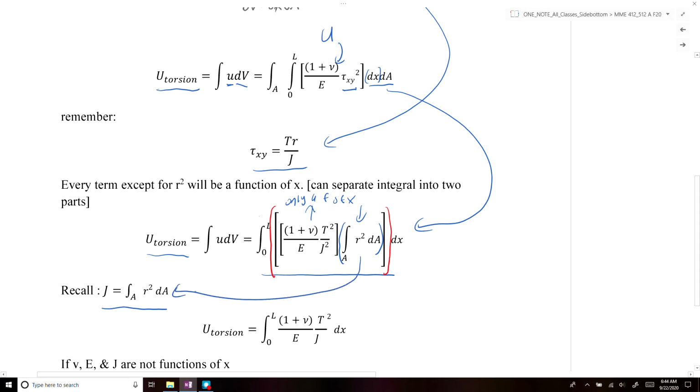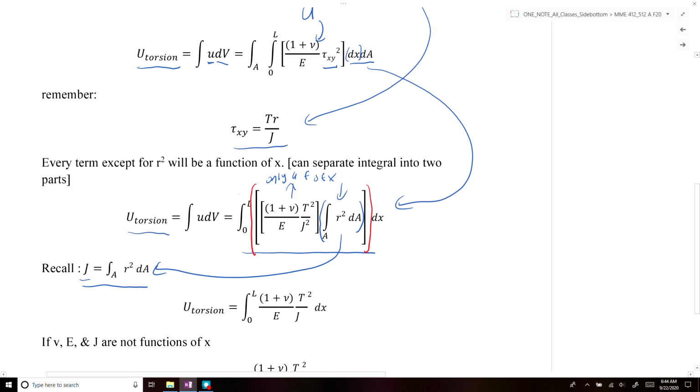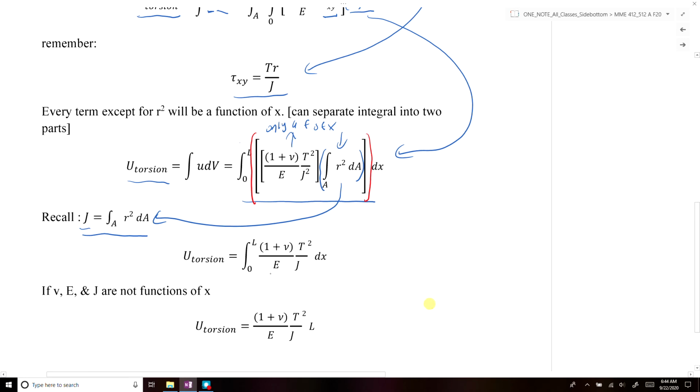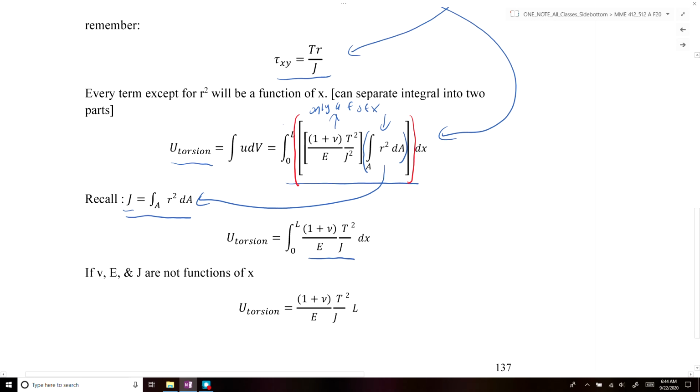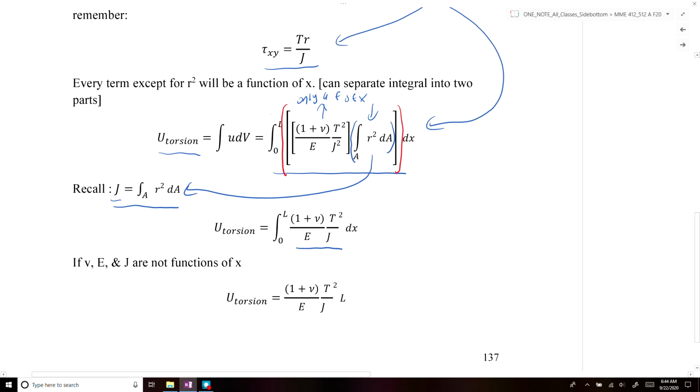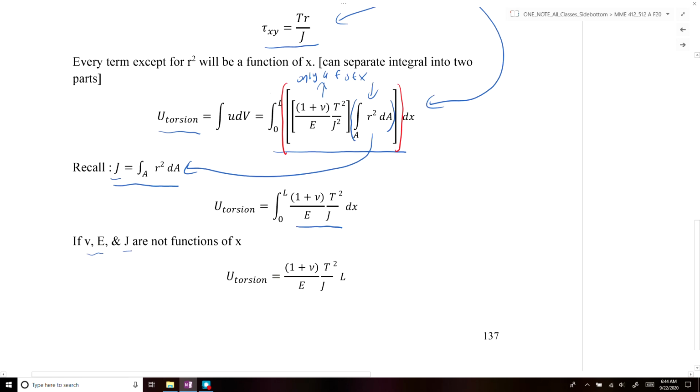Because of that, we can substitute in J for that integral, and we can multiply it through. So we end up getting a nice simple integral that's only a function of x. So that's really nice. If the Poisson's ratio, the elastic modulus, the shear, and the polar moment of inertia are not a function of x, meaning it's a constant area along the length, our total strain energy is just equal to this algebraic equation here.